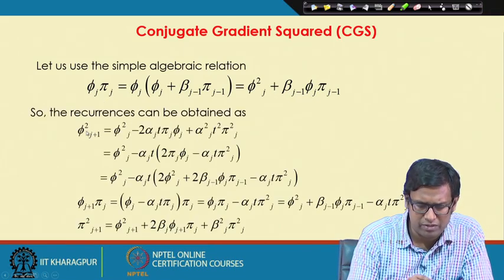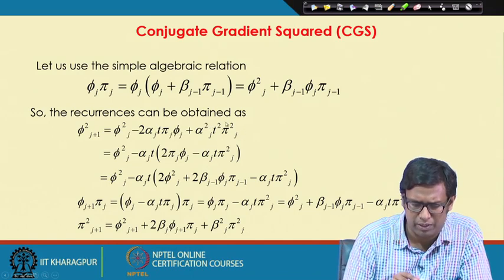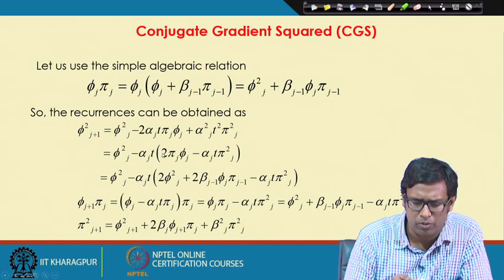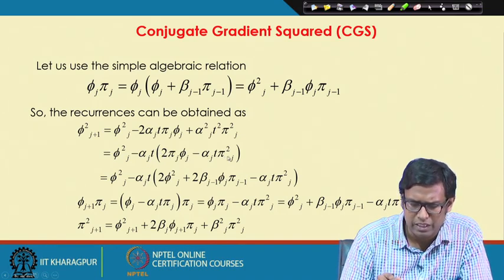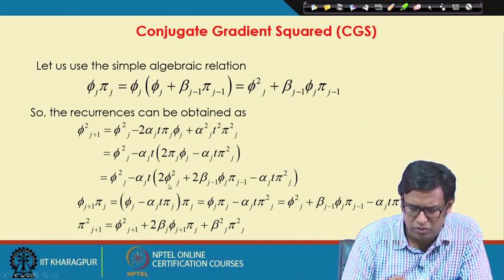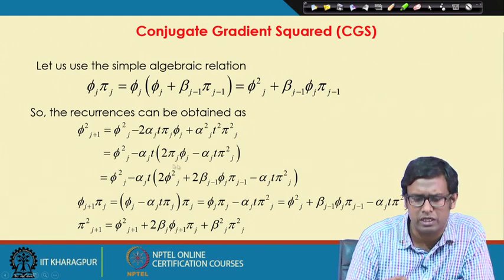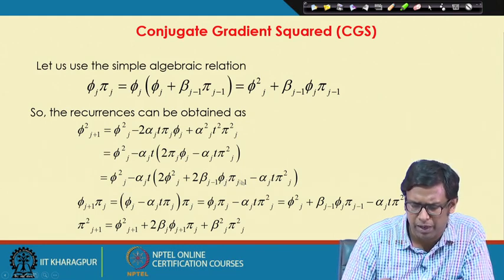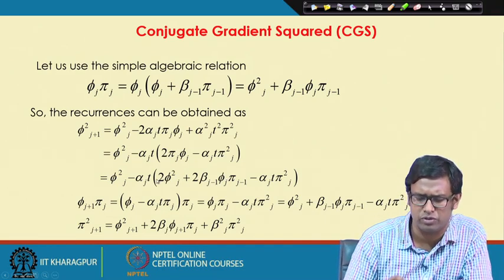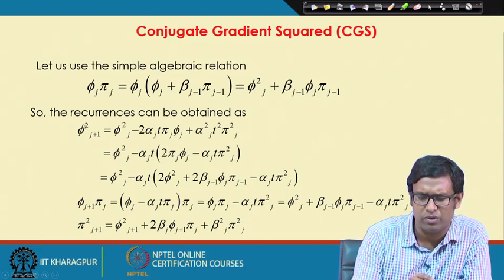So, the recurrences can be obtained as phi j plus 1 square, which was phi j square minus 2 alpha j t pi j phi j plus alpha j square t square pi j square, is equal to phi j square minus alpha j t, common, 2 pi j phi j minus alpha j t pi j square. Now, pi j phi j can be replaced by this: 2 phi j square plus 2 beta j minus 1 pi j minus 1 phi j minus alpha j t pi j square. So, phi j plus 1 square can be evaluated through this recursive relation if phi j square, phi j, pi j and also beta j minus 1, alpha j are known. So, there is a right recursive relation. If we know the last iteration's value, we can calculate it.